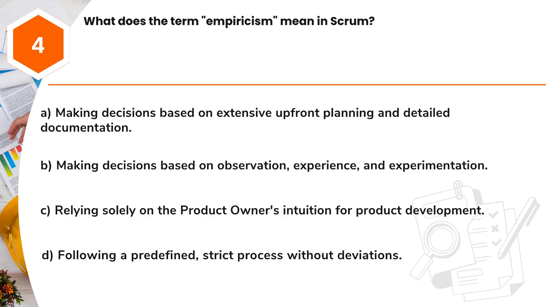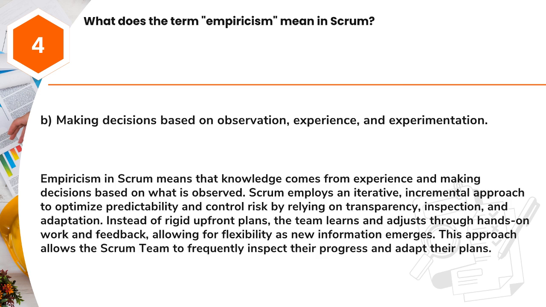Question 4. What does the term empiricism mean in Scrum? A. Making decisions based on extensive upfront planning and detailed documentation. B. Making decisions based on observation, experience, and experimentation. C. Relying solely on the product owner's intuition for product development. D. Following a predefined, strict process without deviations. Answer: B. Making decisions based on observation, experience, and experimentation.